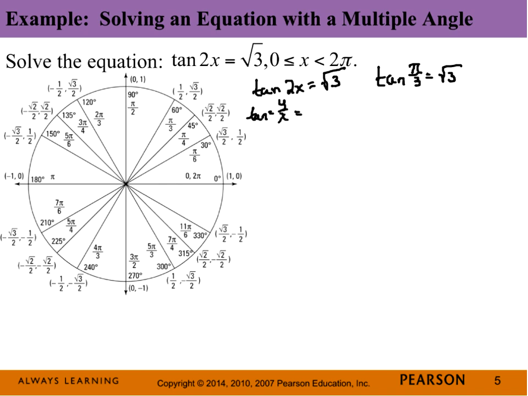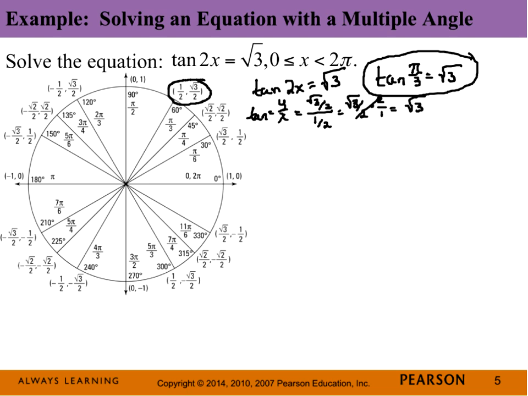The tangent is y over x. So if you look at pi over 3, if I divide y by x, I have the square root of 3 over 2 divided by 1 over 2, which is the square root of 3 over 2 times the reciprocal 2 over 1. My 2's divide out, and I'm just left with the square root of 3. So that's how we figured out that the tangent of pi over 3 is the square root of 3.